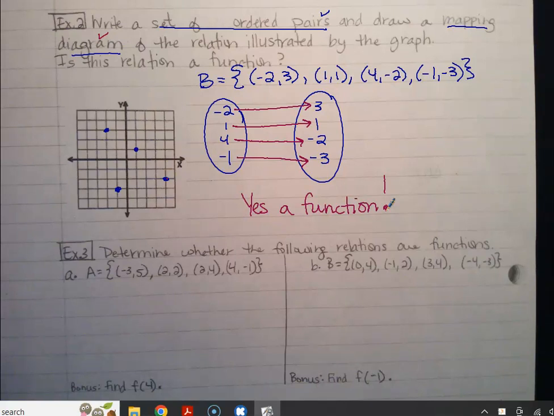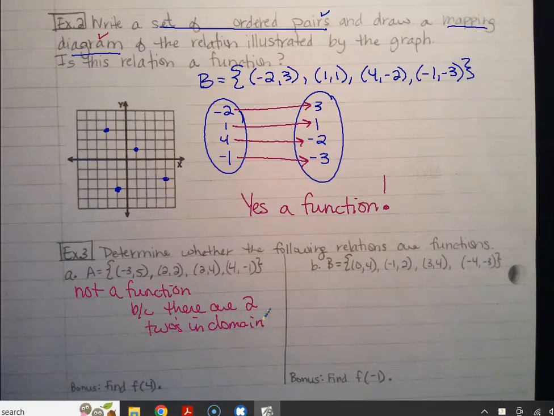The first one you actually already did, because this was set A from the beginning. This one was not a function, right? Not a function. And we said that's because there are two 2's in the domain. That's one way to think about it. Range.